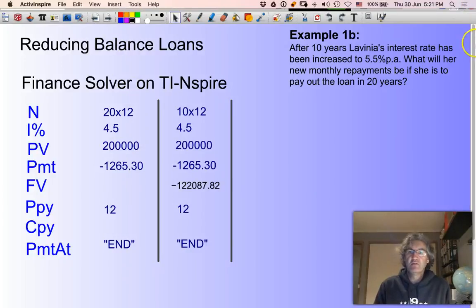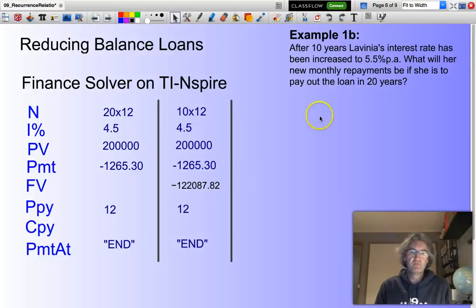Okay, we're going to look at the second part of the example with Lavinia. Now, after 10 years, the interest rate has increased to 5.5% per annum. And we need to recalculate a new repayment.